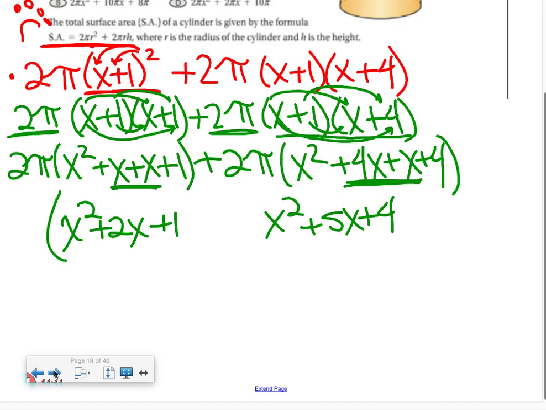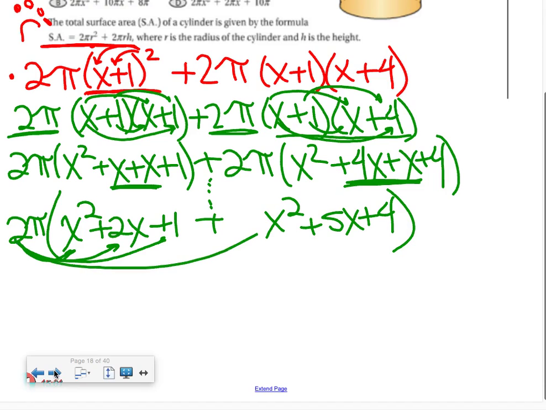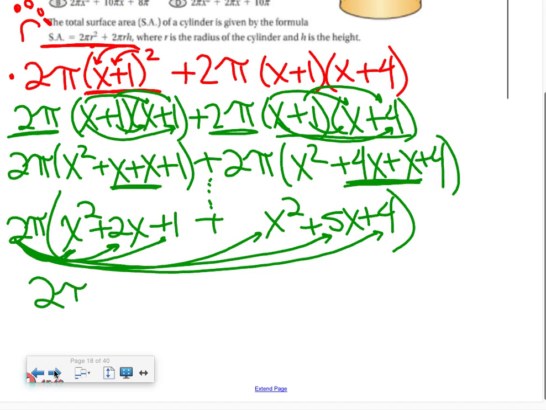So I'm actually going to take this whole thing, and we do have this plus sign. That's just going to come on down there. And we are going to multiply all of this by 2 pi. So the 2 pi is going to go there, to our x squared, to our 2x, to our 1, and to all of this stuff over here. We're going to multiply by 2 pi to everything. So when I do that now, I have 2 pi x squared.